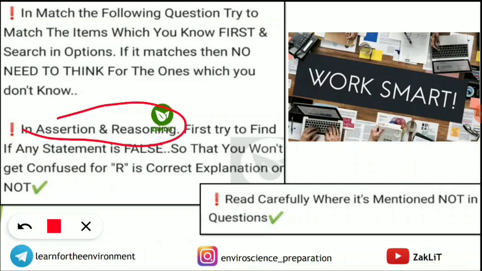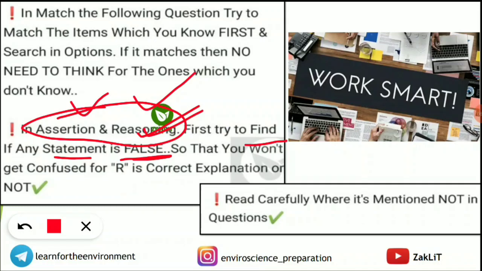Coming to the assertion and reasoning questions, the tip in this section is to first try to find if any statement is false. I am not telling you to first find if any statement is correct. In assertion and reasoning, if you are 100% sure that something is false, then your answer is there, because you have to select that option. Either the assertion is false and the reason is correct, or the reason is false and the assertion is correct. So if you know which one is false first, it will be easier to answer that kind of question. But if both the statements are correct, then you have to utilize your memory and knowledge to find the answer for the assertion and reasoning type of question.